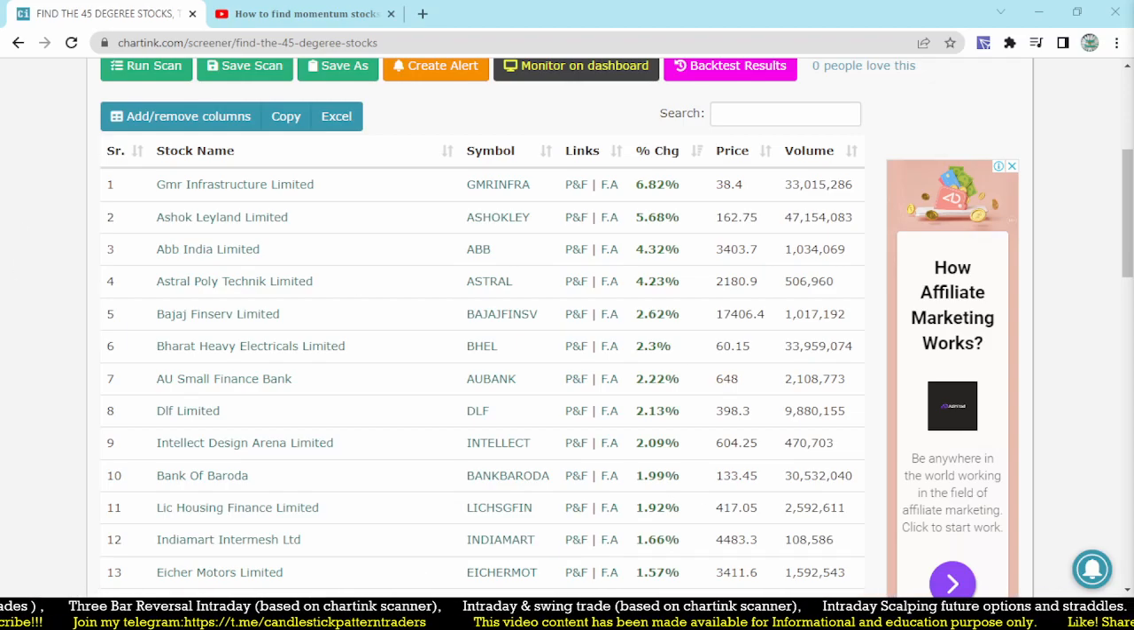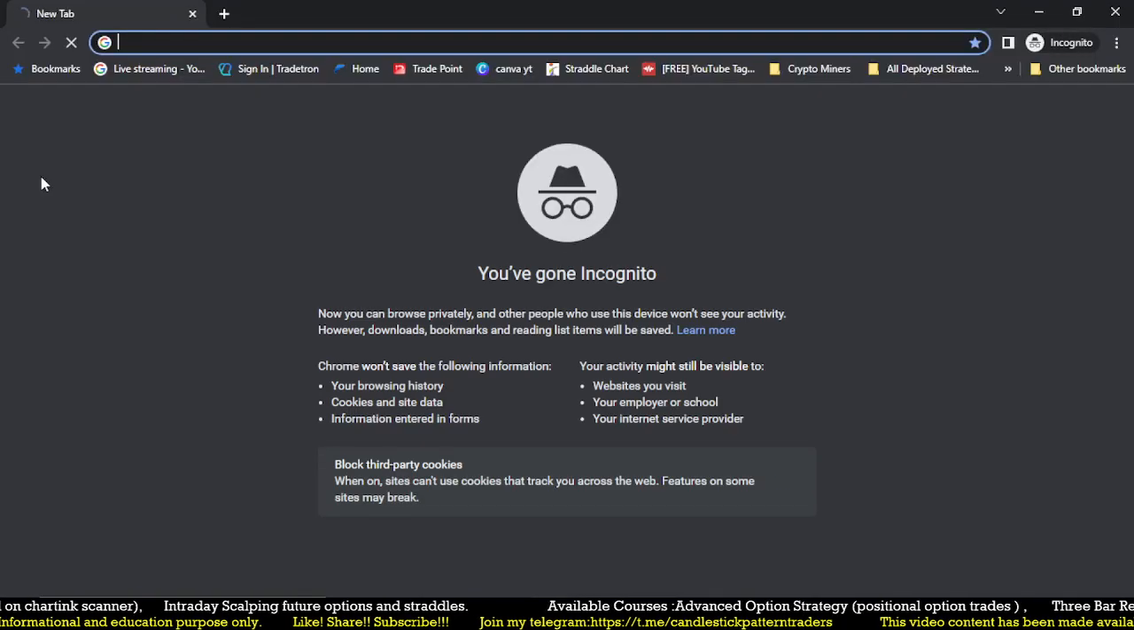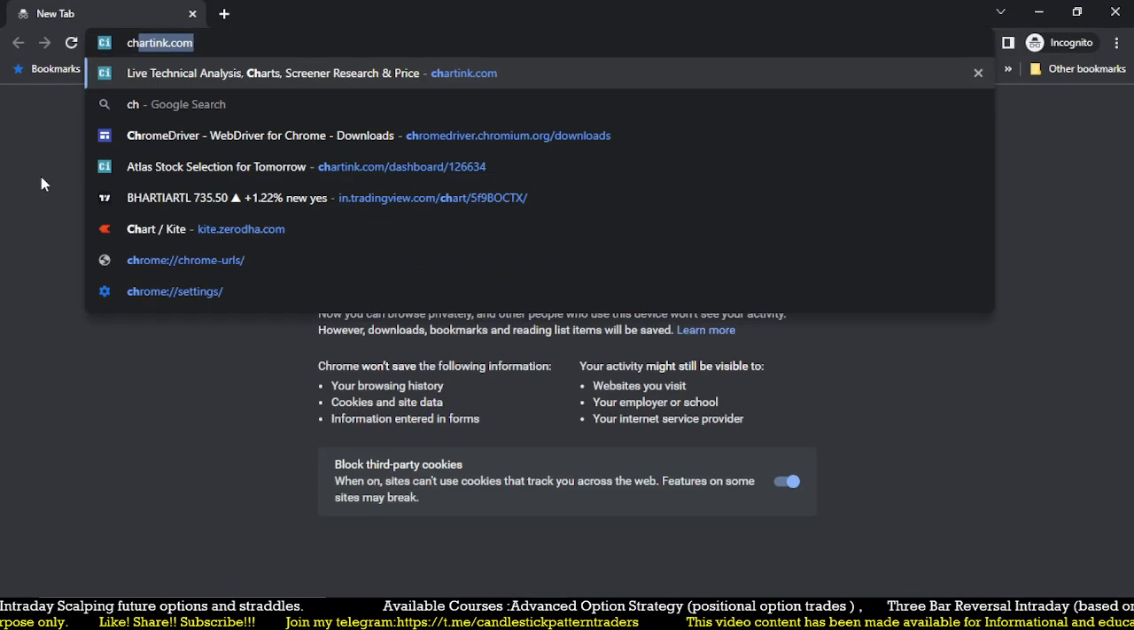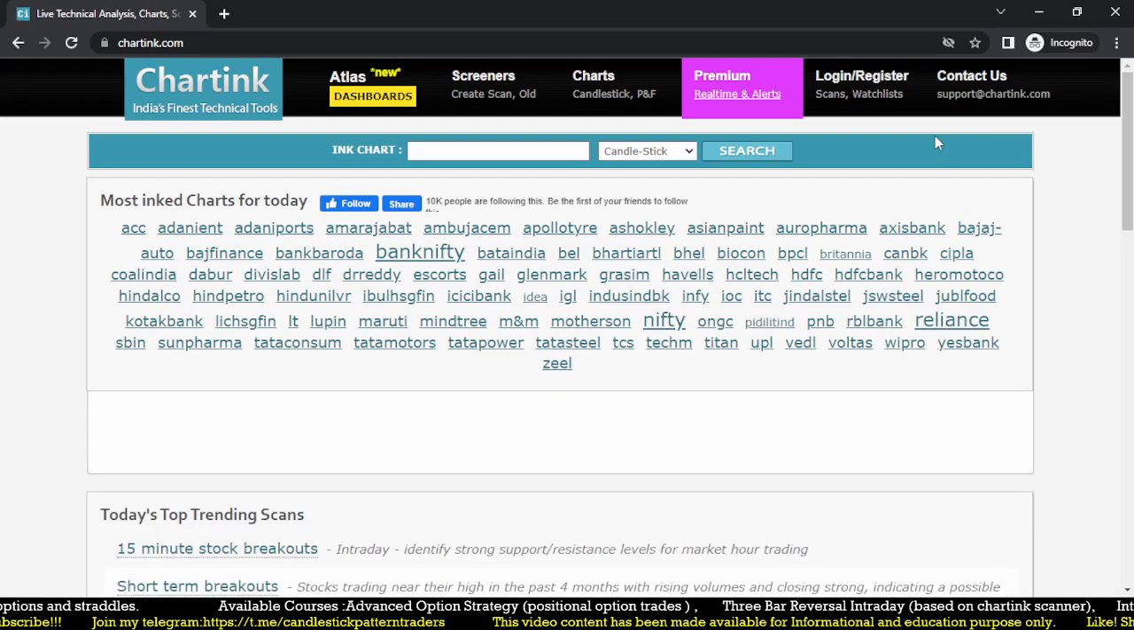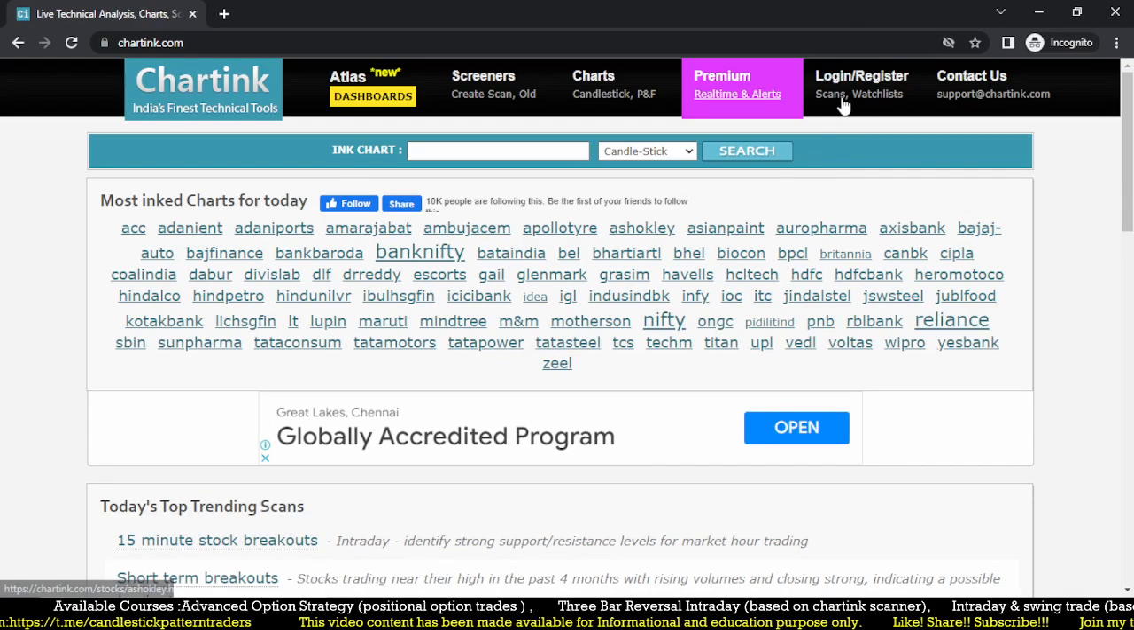So where to get the scanner? How can I get the scanner? Here I'm going to open a new window and go to charting.com. You can use it; I'm not logged in here.